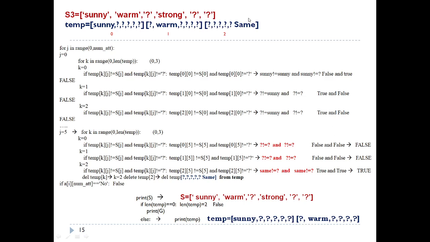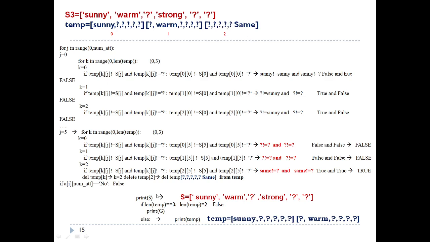And the last attribute value, here it is same, but in the specific hypothesis it is question mark. So temp of 2 to 5 is a question mark, and there it is same. So same is not equal to question mark, and same is not equal to question mark. So what happens? Both are true. So the answer is true. If it is true, then what we have to do? We have to delete the temp of k. K is nothing but 2. So this is the k value. So k is equal to 2. So we need to delete this hypothesis from the temporary list.